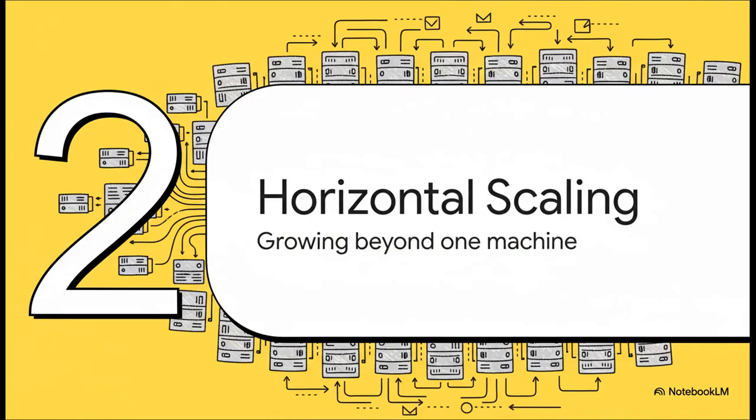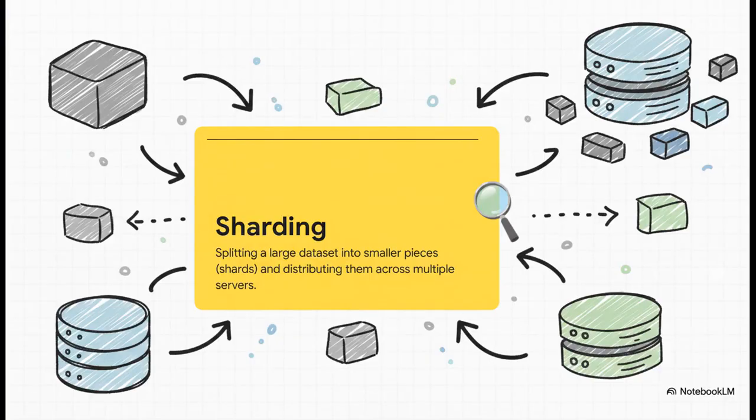So, what to do? The answer isn't just buying a bigger, beefier server. It's about thinking differently with a smarter architecture. And that brings us to the solution, horizontal scaling. It's all about breaking free from the limits of just one machine. And in the world of MongoDB, the main way we do this is with something called sharding. At its heart, it's a really simple idea. You take one giant pile of data, you break it up into smaller, more manageable chunks, we call those shards, and then you spread them out across a bunch of different servers.